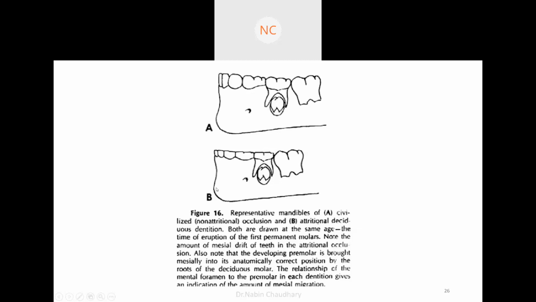Whereas in case of figure B, that is in case of the attritional occlusion, the erupting premolars are majorly directed, and this can be proved by the mental foramen. So in case of the civilized man, the erupting premolars are not majorly inclined, whereas in case of the attritional occlusion, this is the mental foramen. So we can say that the erupting premolars are majorly drifted.